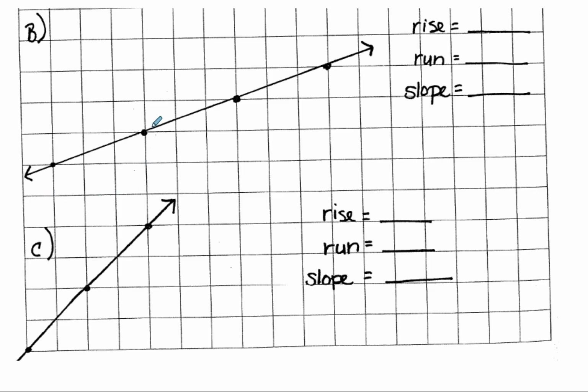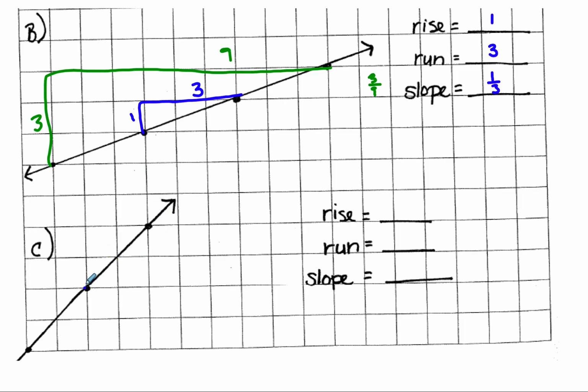Let's try this one. We can pick any 2 points that we want. I'm going to pick these 2. My rise is 1. My run is 3. Slope is rise over run, so 1/3. If I had picked different points, let's say I picked these, the beginning and the end, I would have gone up 3, and I would have gone over 9. I could have written it as 3/9, and that still would have simplified to 1/3. We always want to make sure slope is in simplest form.